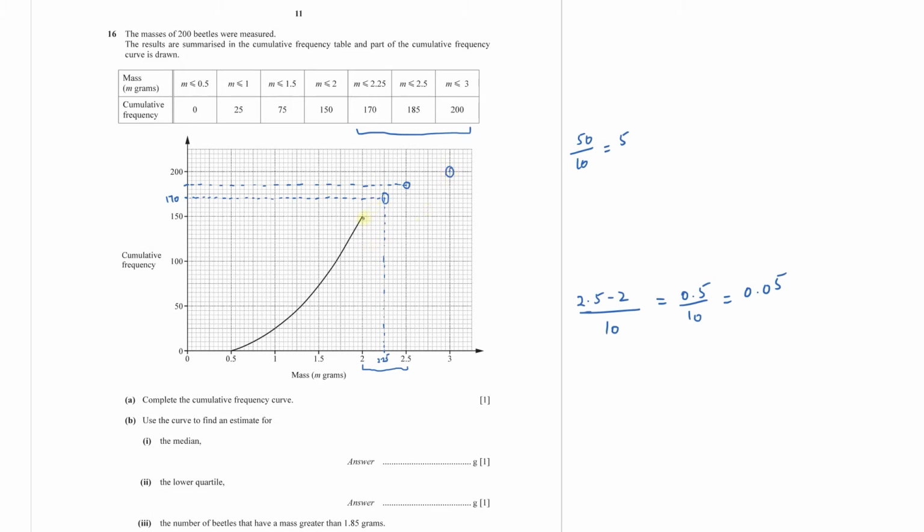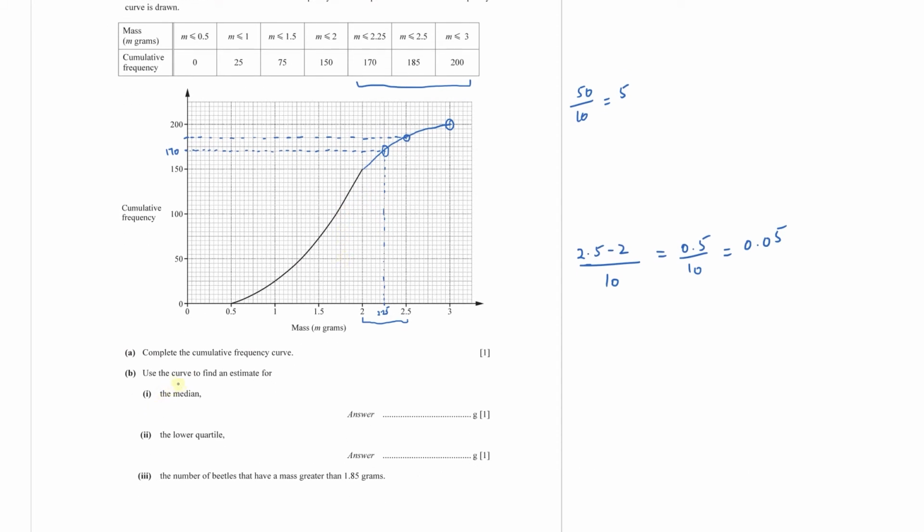So now you can extend this curve like this. So let me try to draw this like this. So this will be your curve for these last 3 points. So now your cumulative frequency curve is complete.